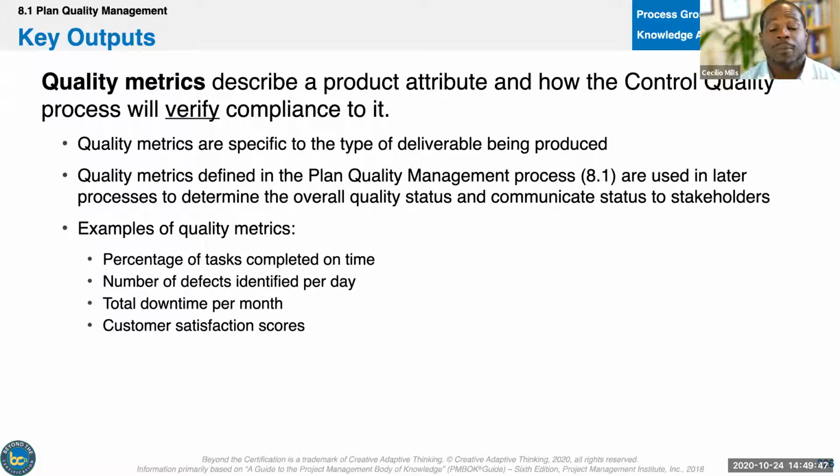Okay. So the metrics describe the product attribute and how we will verify it, meaning if you do an implementation, there should be some sort of uptime. There should be some sort of result after you test. And whenever you test, whether it's a network connection, pinging time, or uptime, there's going to be some metric that lets us know that this deliverable is being produced.